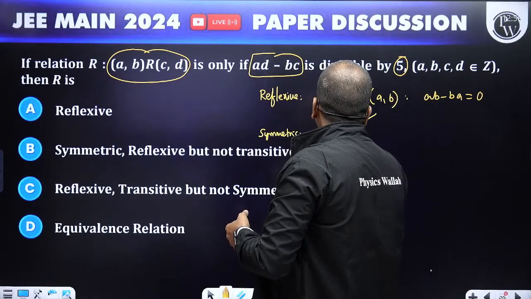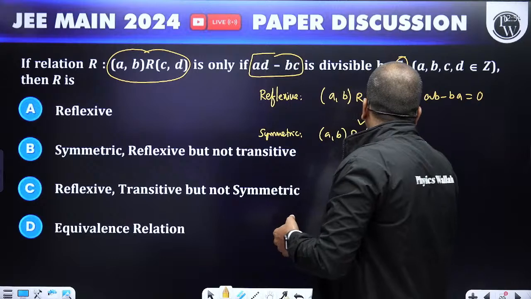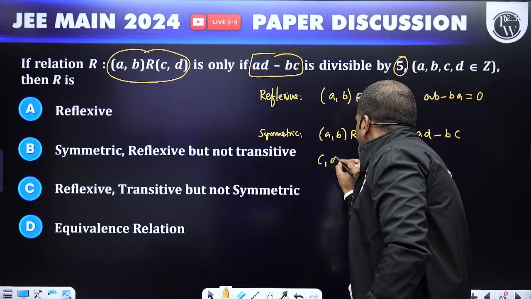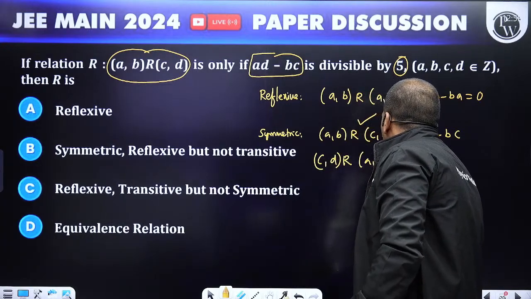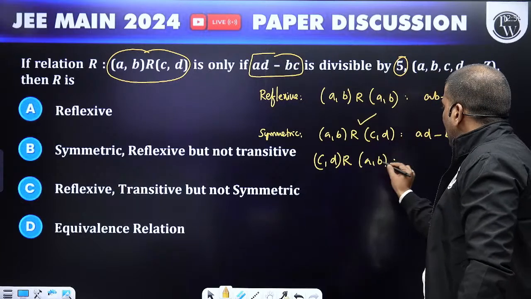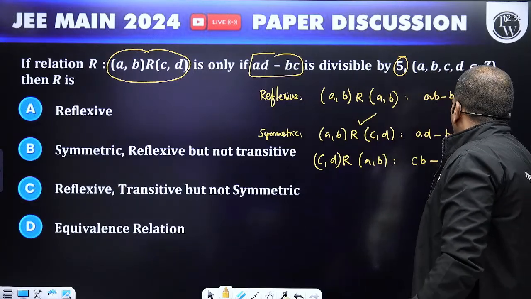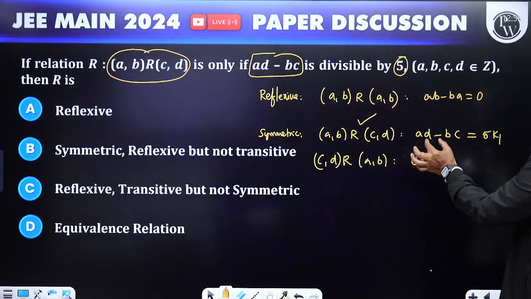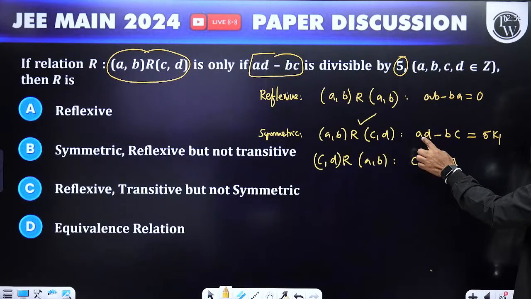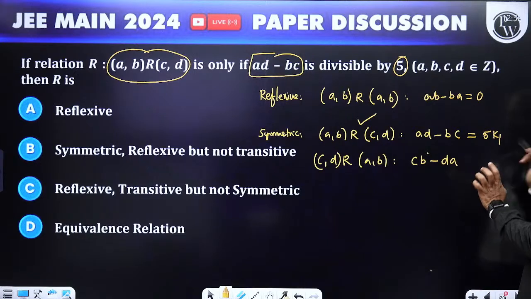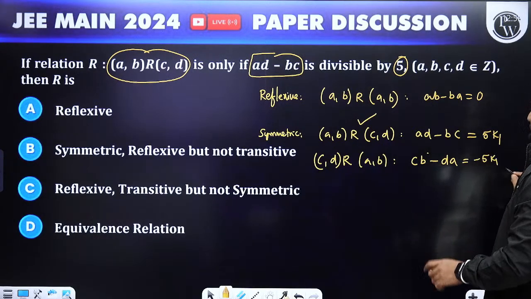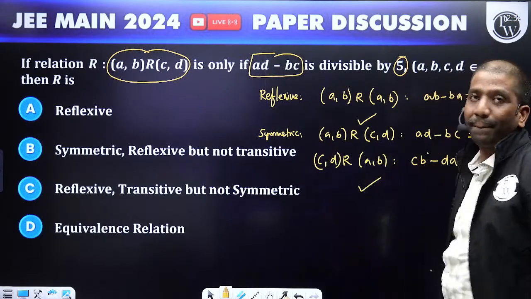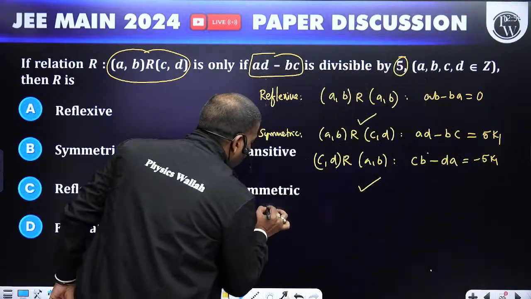So (a,b) related to (c,d). What does it mean? ad minus bc. So if it is (c,d) related to (a,b), what do you get? cb minus da. So this is divisible by 5. This is 5K1. Have you noticed here the same number with a different sign? So ad minus bc, here it is bc minus ad. So this is nothing but minus 5K1. Since it is divisible by 5, it is also divisible by 5. So symmetric also okay. But coming to transitive.